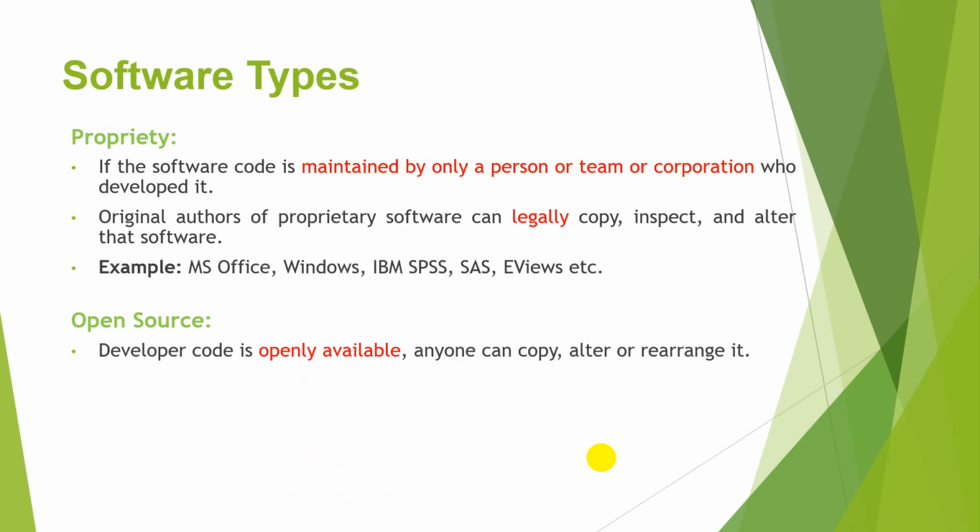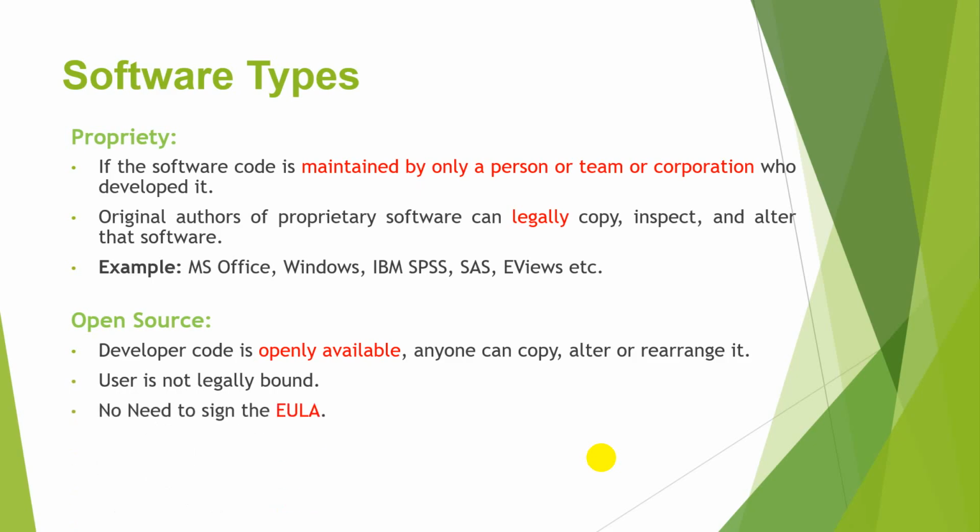Now, what is open source software? Open source software is software whose developer code is openly available. For example, R is open source software. It is freely available and its code is freely available. Anyone can see it, anyone can alter it, anyone can rearrange it. The user is not legally bound by this. Users can perform their own analysis activities and any other activities. They are not legally bound at all.